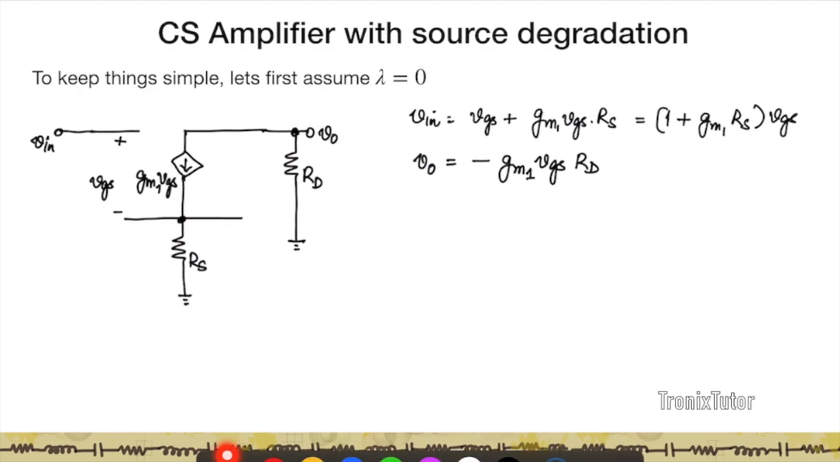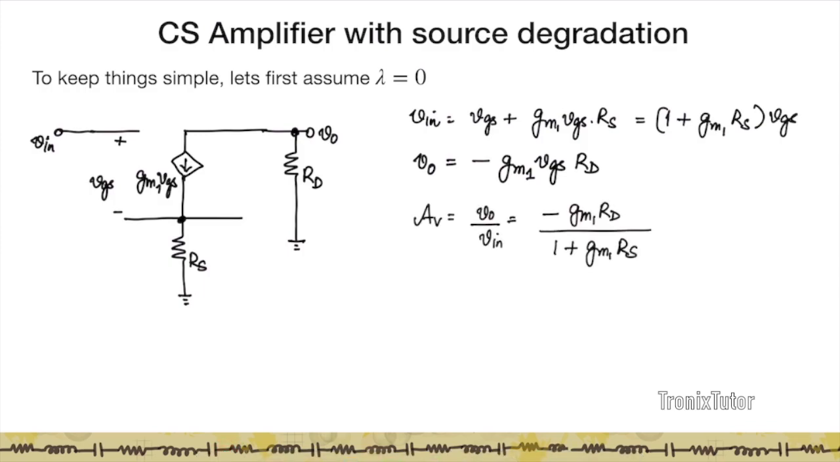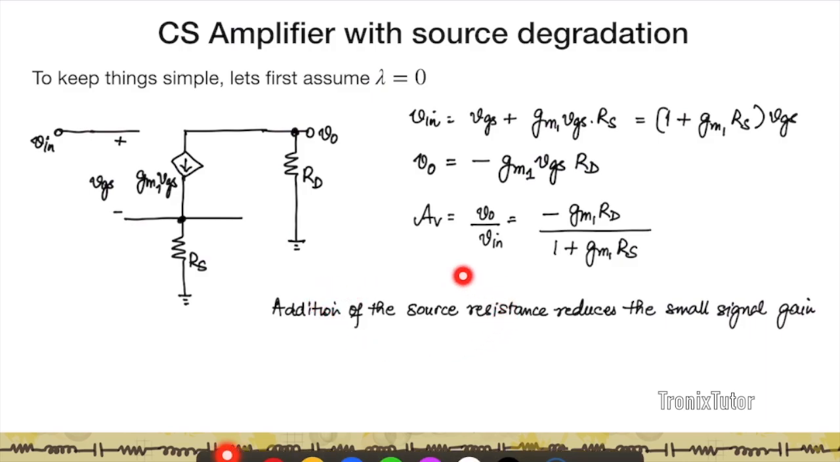So I express Vin and Vout in terms of VGS. And so therefore, I can now write my small signal gain Av as V0 by Vin, which is minus gm1 RD divided by 1 plus gm1 RS. And so basically what's happening here is addition of the source resistance reduces the small signal gain of the circuit. Now, if I look at the input and output resistances, the input resistance, again, because the input signal is connected to the gate and the gate is an open circuit, the input resistance is infinite. The output resistance, when Vin is 0, this current source disappears, so all we're left with is RD. So the output resistance is given by RD.